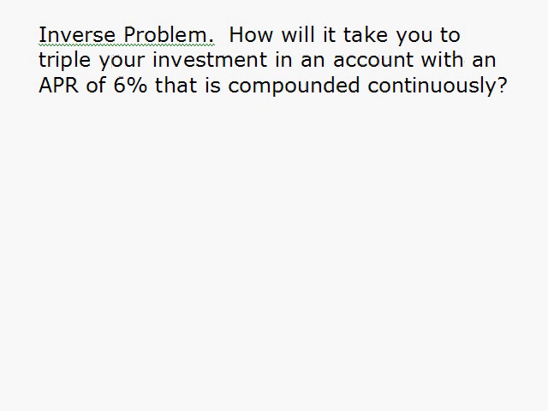Here's an inverse exponential problem. How long will it take to triple your investment in an account with an APR of 6% that is compounded continuously?